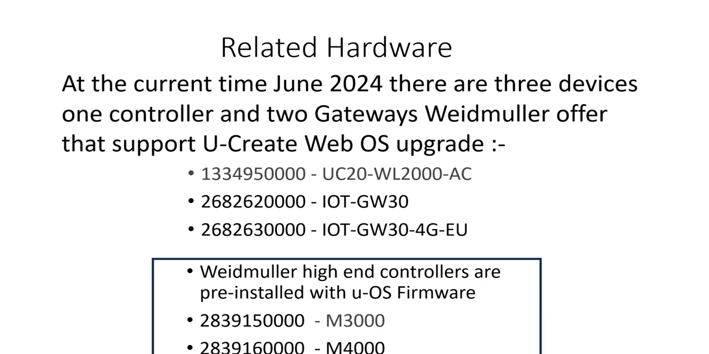We basically need to upgrade the web controller to a uOS controller, but then the version of uOS has already been superseded, so once we've upgraded from the web controller to uOS operating system firmware, we can then upgrade again to the very latest version of uOS. So I'll show you that now by going onto the Weidmuller website.